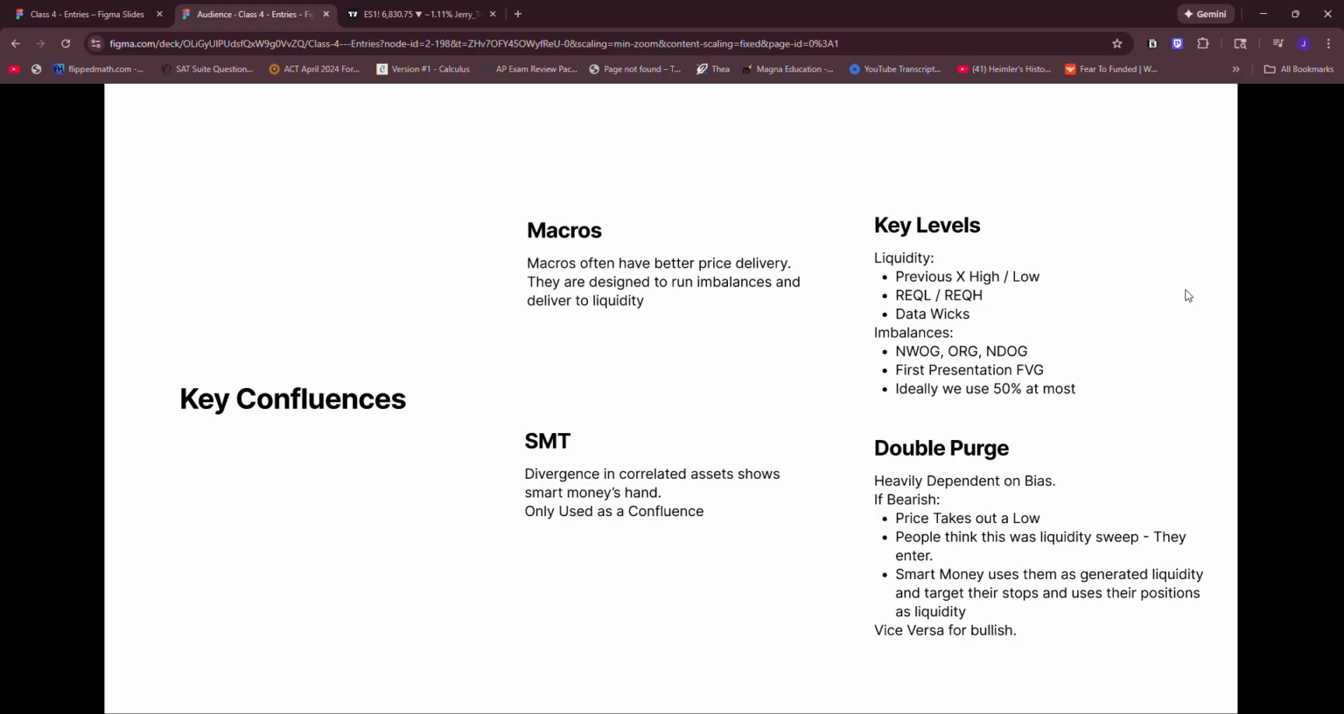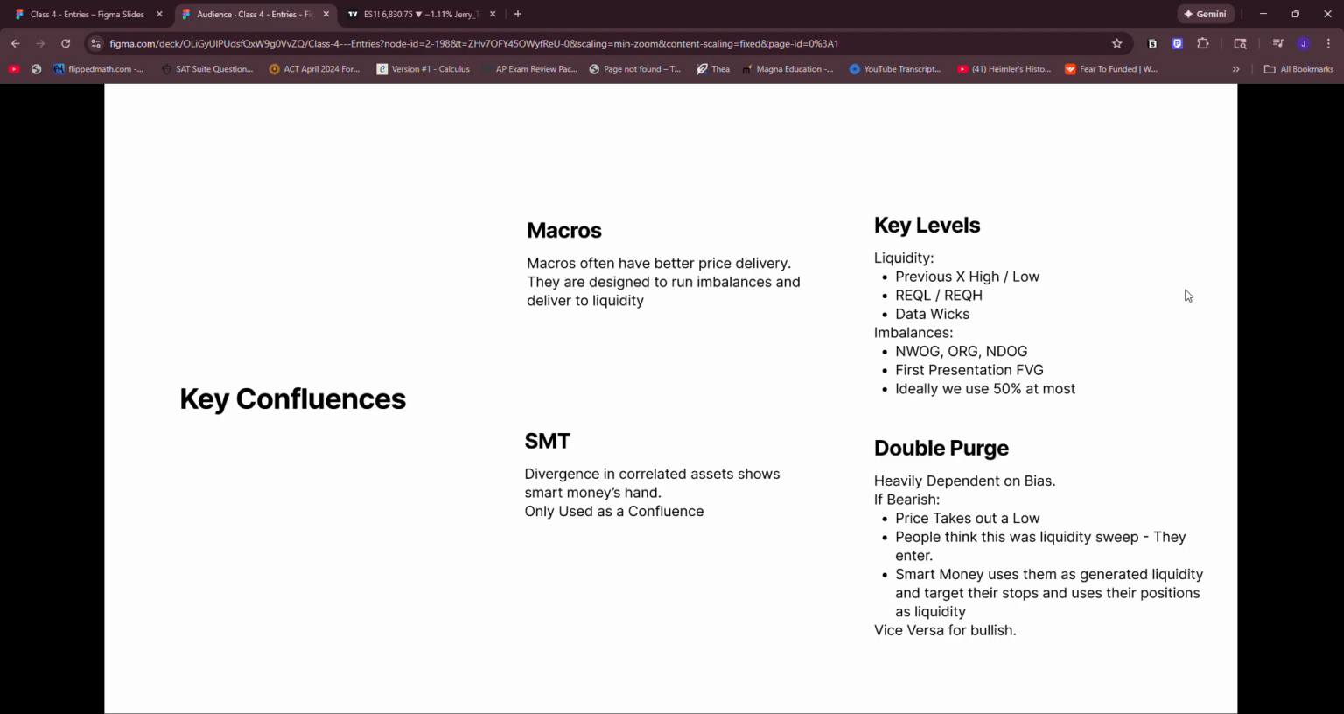Relative equal lows, relative equal highs. These I use more as a strong draw on liquidity, but also you've got to understand that retail traders look at relative equal lows as support and place their stop losses below that, or resistance, and then price wicks up a little bit, takes out all their stop losses, moves up, right? And then data wicks, they're very imbalanced areas, right? So kind of just think about them as an imbalance that wants to be filled, right? And within imbalance, you can obviously move lower as well.